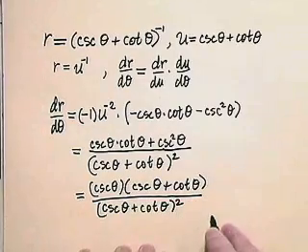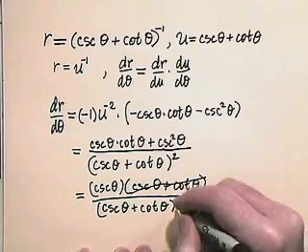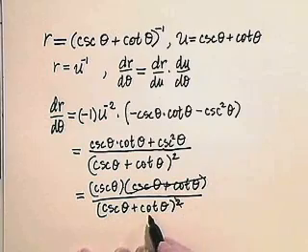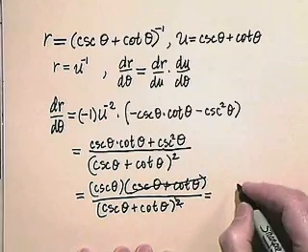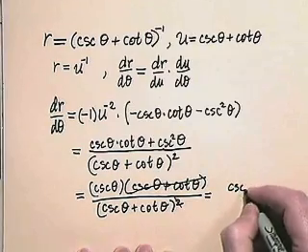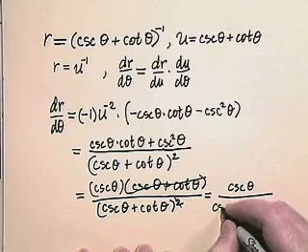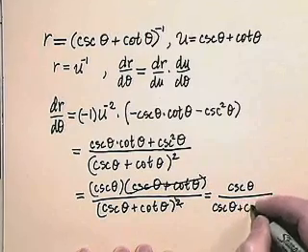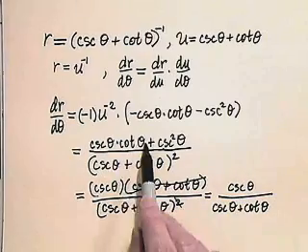And notice what happens now. We can cancel this factor with one of the factors of cosecant theta plus cotangent theta in the denominator, and the whole thing simplifies to cosecant theta, all divided by the quantity cosecant theta plus cotangent theta. Quite a bit simpler than what we started with back here.